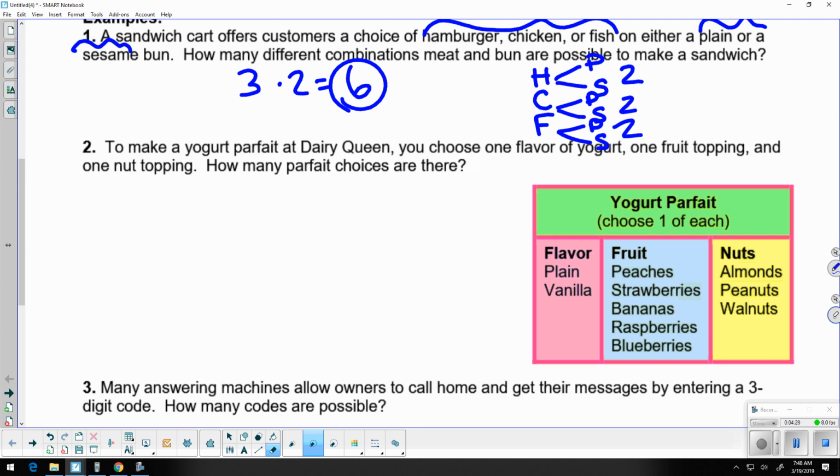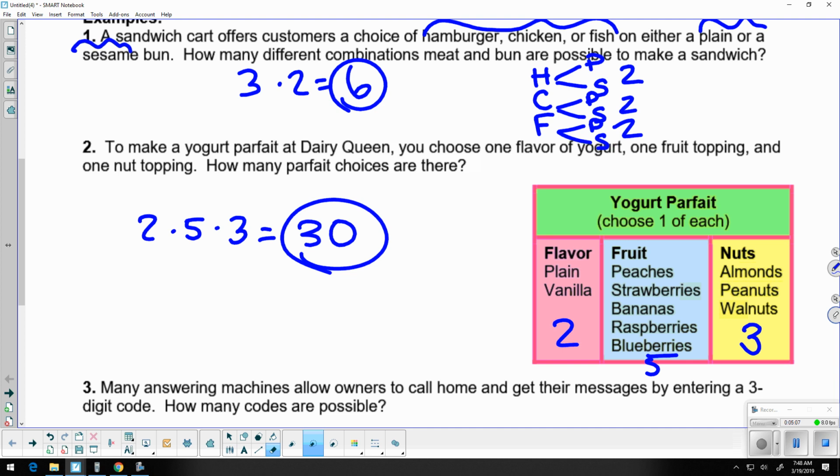As far as the flavor of yogurt goes, we could do plain or vanilla. I honestly don't know what the difference is, but you have 2 choices here. As far as the fruit topping, we can do 1, 2, 3, 4, 5 choices. And then we could do almonds, peanuts, or walnuts. That's 3 choices. You could diagram this out, which would be a pretty large diagram, especially because you have 5 different fruit toppings. But realistically, to figure out how many different parfait choices you have, you're simply multiplying all your choices together. So 2 times 5 times 3, there will be 30 different parfaits that you can create.